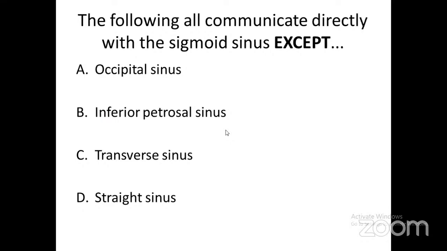The following all communicate directly with the sigmoid sinus, except which one does not have a communication with the sigmoid sinus? Occipital, inferior petrosal, transverse, and straight. Answer is the straight sinus. Occipital sinus has a communication with the sigmoid sinus via condylar veins, inferior petrosal sinus via jugular vein, and transverse sinus itself will continue as sigmoid sinus.